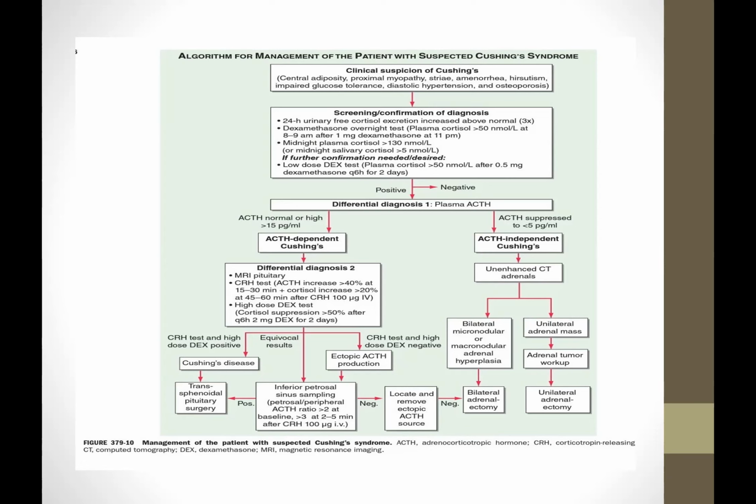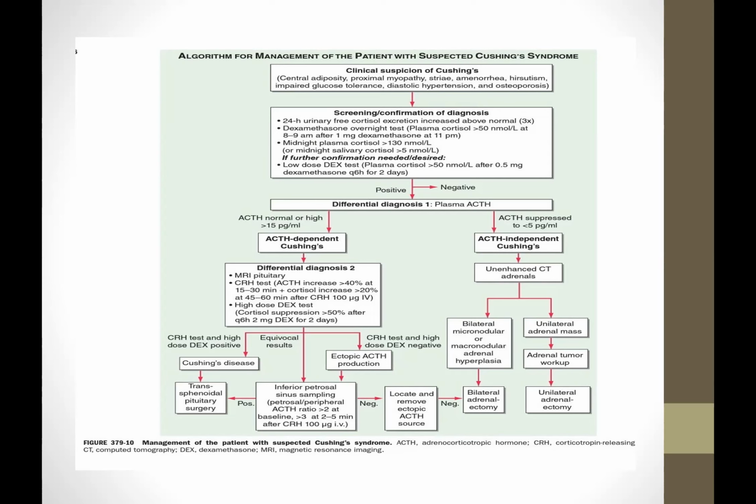If the difference between the petrosal sinus sample and the peripheral sample is more than 3, then it establishes pituitary origin. Cushing's disease is established, and treatment is transsphenoidal pituitary surgery. CRH test and high-dose dexamethasone test also can be done to confirm the disease. If results are equivocal, of course, you do inferior petrosal sinus sampling. If the CRH test and high-dose dexamethasone test are negative, that means it is not coming from the pituitary, it is from ectopic ACTH production.